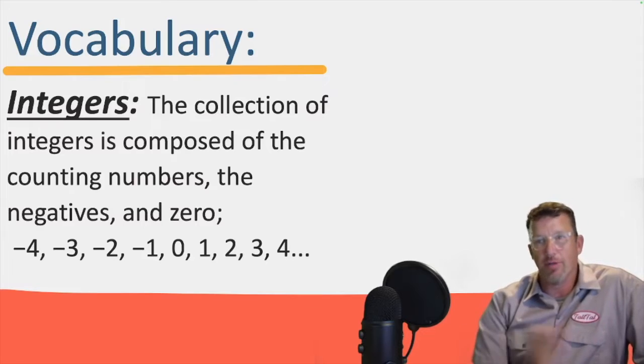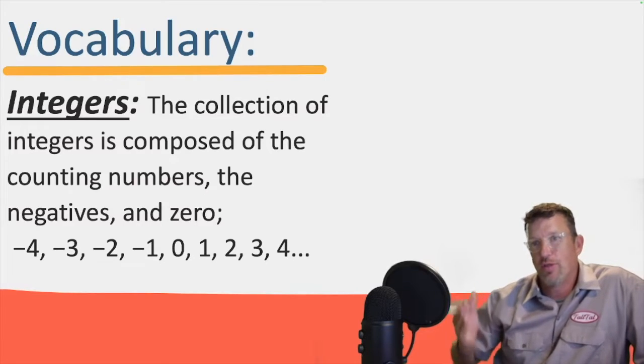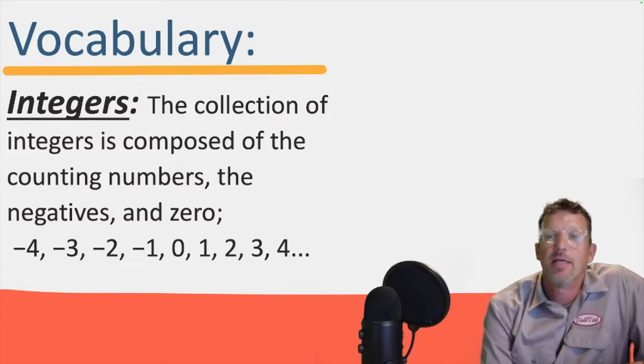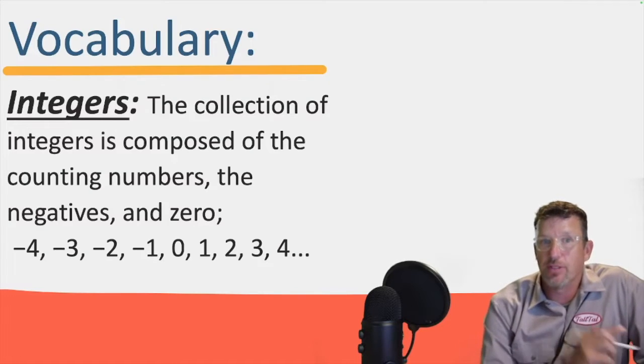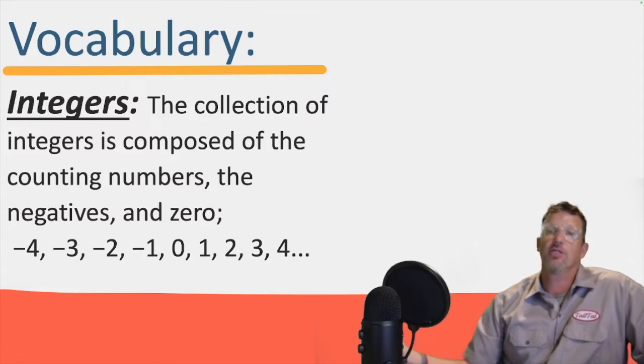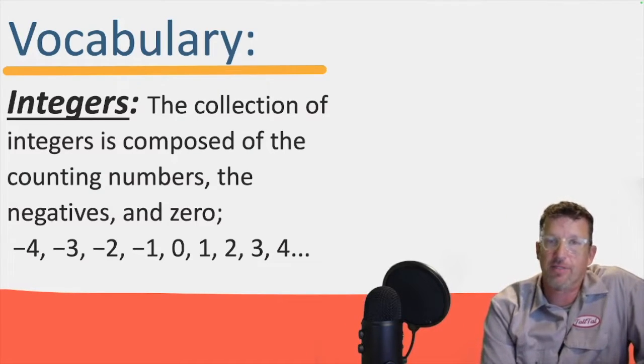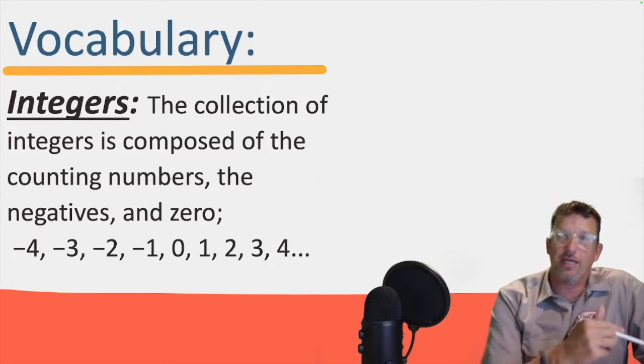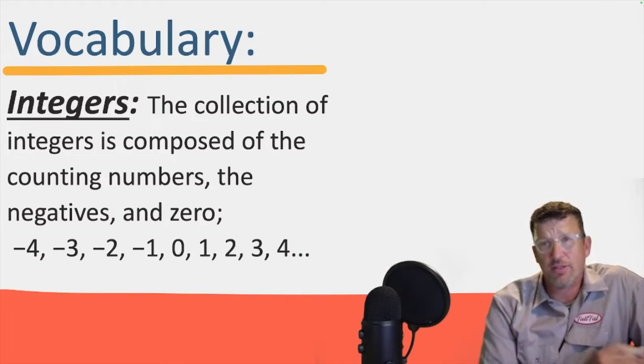So counting numbers are just whole numbers: 1, 2, 3, 4, and 5. And then also let's go ahead and include 0. So 0, 1, 2, 3, 4, and then as far as you can count. And then let's also include their opposites, which is their negatives. So -1, -2, -3, -4. That's what integers are.